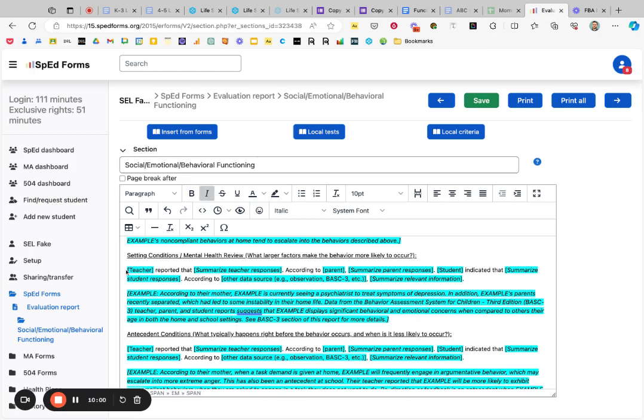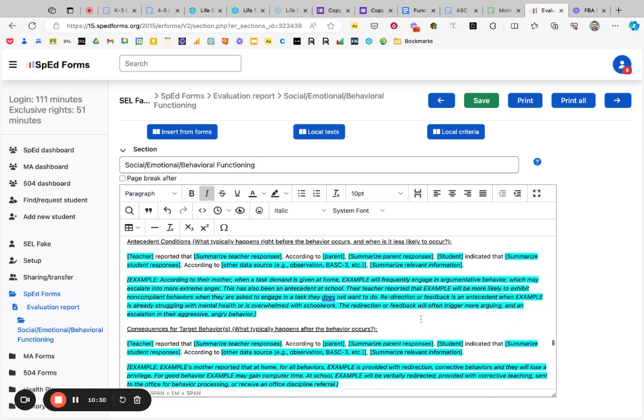And again, there's the sentence stems. Teacher said this, parent said this. You can save yourself a little bit of time by noting when people said the exact same thing. That happens a lot. And you can say, such and such as parent shared very similar information relative to what his teacher shared, and not have to repeat yourself and write a novel. And again, you've got an example right underneath here of what this looks like when it's fully fleshed out.